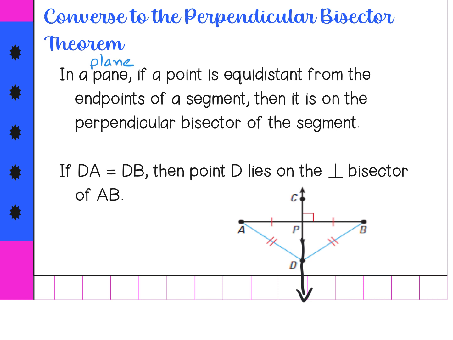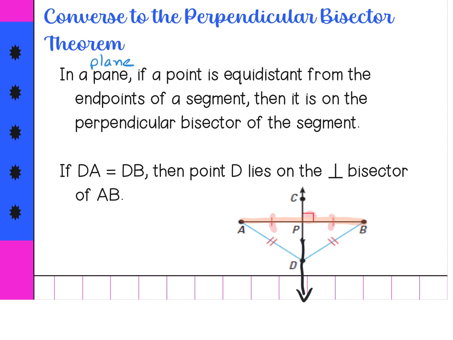And I can see from my picture the right angle and the congruency marks. So I can tell that this segment AB has been bisected by a perpendicular line. So segment or line CP is the perpendicular bisector of AB.